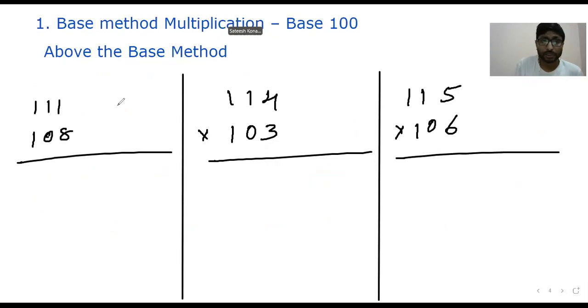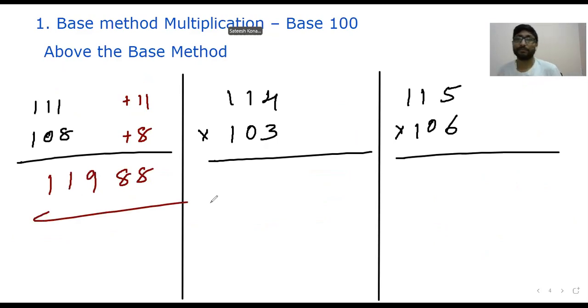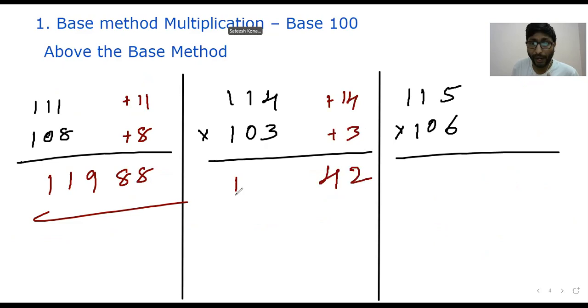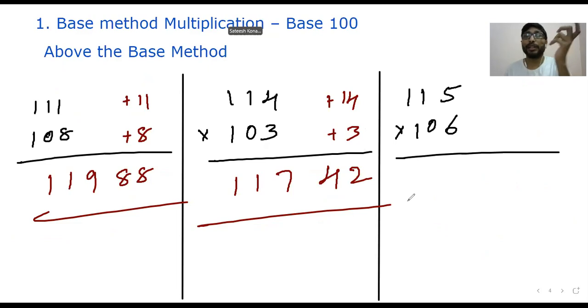Now look at here now. So plus 11 plus 8. 11 8s are 88, 119. See, 114 into 103, plus 14 plus 3. So 42, 117. Plus 15 plus 6. So imagination. You do not do it step by step, but by imagination. Plus 15 plus 6. 15 6s are 90. 115 plus 6, 121. 12 1 is the answer. Imagination skills.